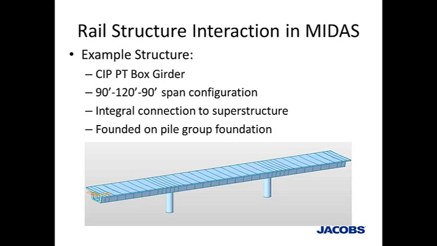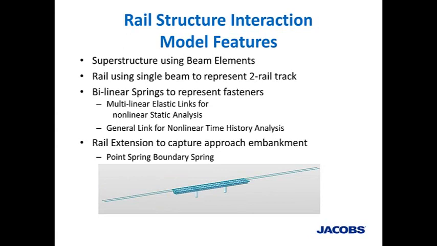Sean mentioned a bit that the superstructure in this particular case is constructed using beam elements, as are the rail. Each rail line that you can see there represents center line of track, so the particular beam elements have the section properties of two individual rails, which is important to make sure that you're getting the proper readout for your rail stress. The rail is connected to the superstructure with the bilinear links to represent rail fasteners. And like Sean talked about, there's the multilinear elastic links and the general links, depending on which analysis we're conducting.